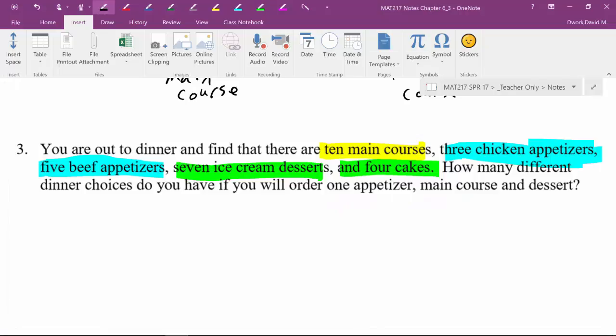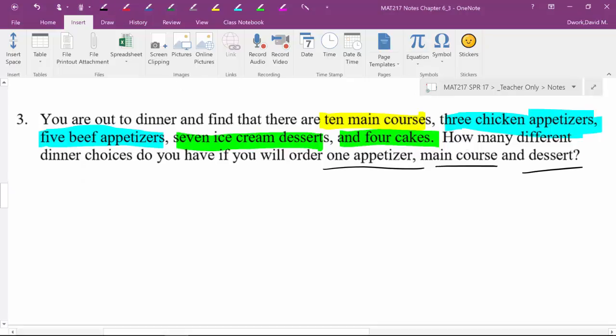All right, so to me, what I'm hearing here in the question is I'm going to order 1 appetizer, 1 main course, 1 dessert. So I have 3 decisions to make. I first need to pick an appetizer. My second decision is pick a main course. My third is pick a dessert. And kind of like the outfit, we're going to assume that if I order a chicken appetizer, that doesn't have any effect on what dessert I might pick.